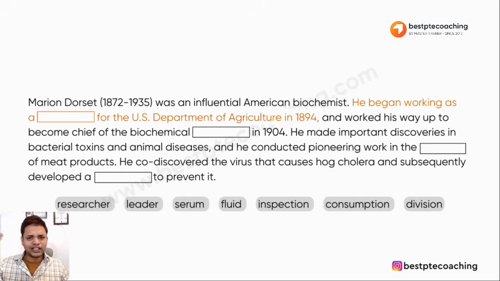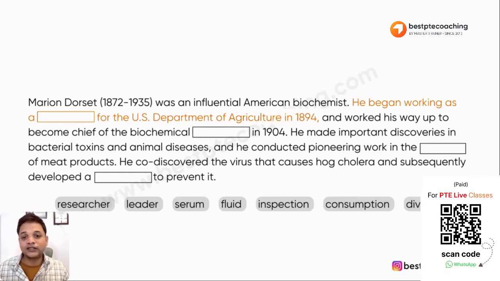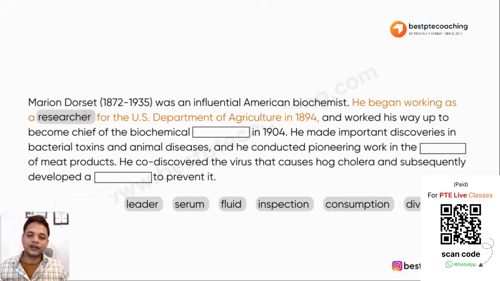It's a beginning stage, right? Researcher, leader, serum, fluid, inspection, division. Since he is a biochemist, he can start working as a researcher, right? The entry level thing is this. We have two designations: one is researcher, the other one is leader. In the beginning itself, generally people don't become leaders, right? So they have to prove themselves. Therefore, researcher is going to be the correct answer.